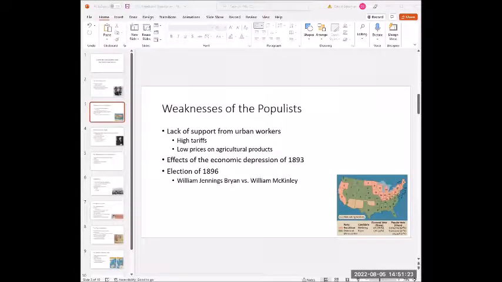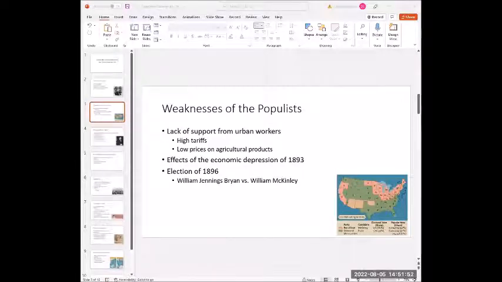But the populists had a few weaknesses in the sense that they didn't get the support from urban workers, right? There were some miners and there were some industrial workers who did support the populist movement, but overall, industrial workers in the cities tended to support the Republican Party, right? Not the Populist Party and not the Democratic Party, who also supported some of the ideals of the Populist Party, all right? So what were some of the differences?